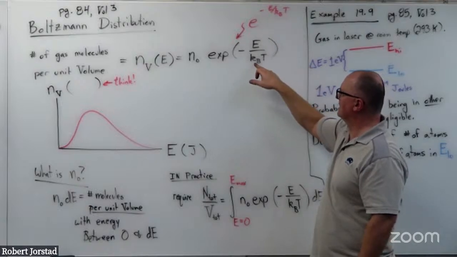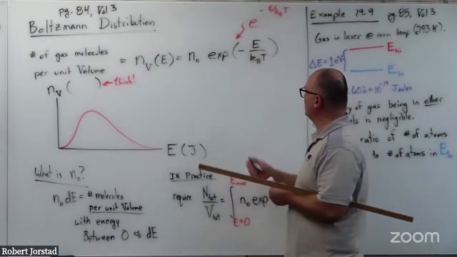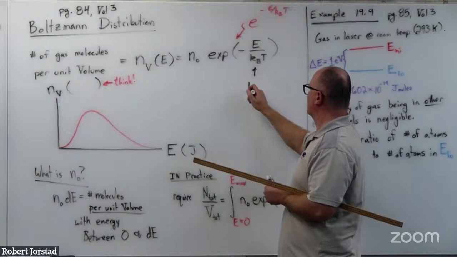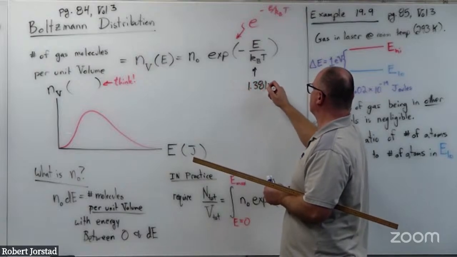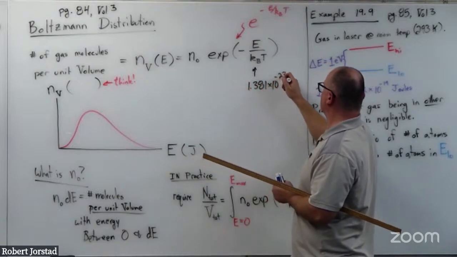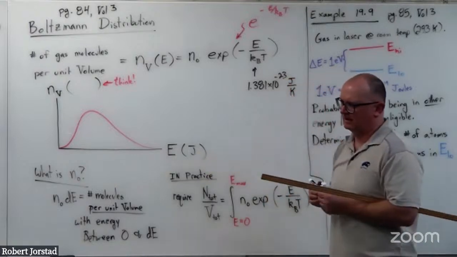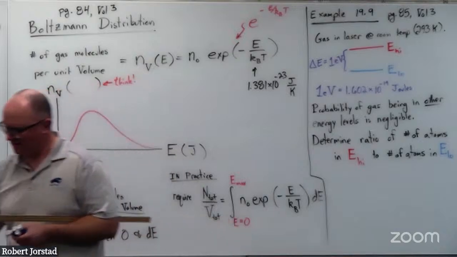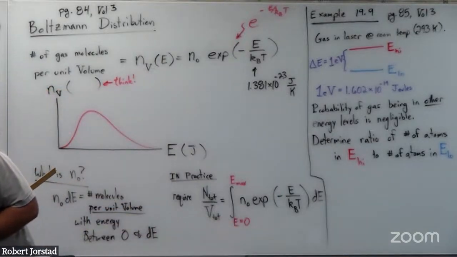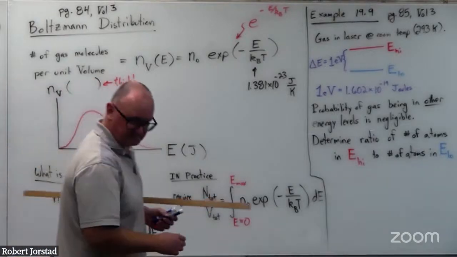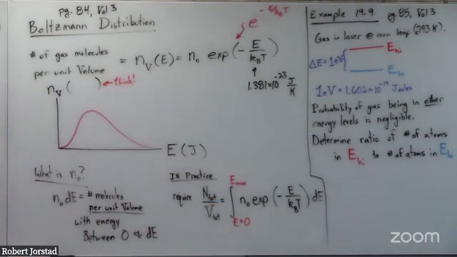Remember, k Boltzmann is 1.381 times 10 to the minus 23 joule per Kelvin, something like that. You've got this constant somewhere. I'm just going to double check and make sure I didn't get that wrong. It's probably on the back of the book. Yeah, 10 to the minus 23. And getting back to my page number so I don't mess this up.